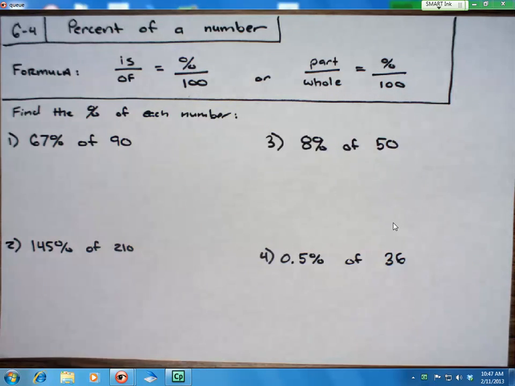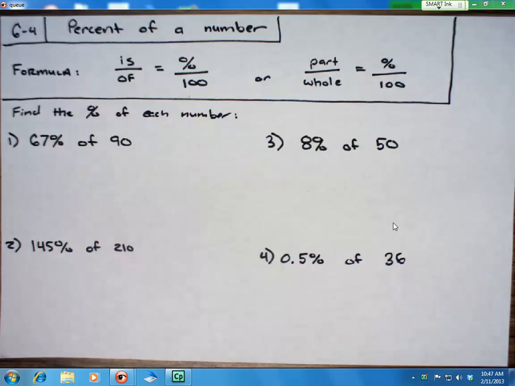Now, today we are going to be talking about percent of a number, which we have not done before, so this is going to be a little bit different. Not really difficult, but just different. Okay, and I do have a formula written out right up here for you to copy down.